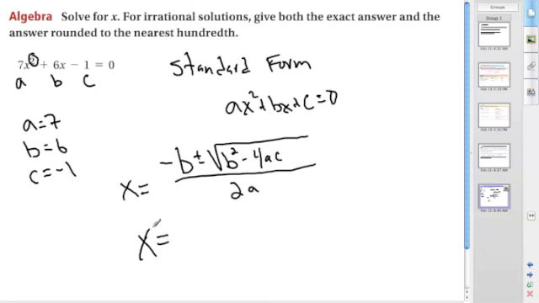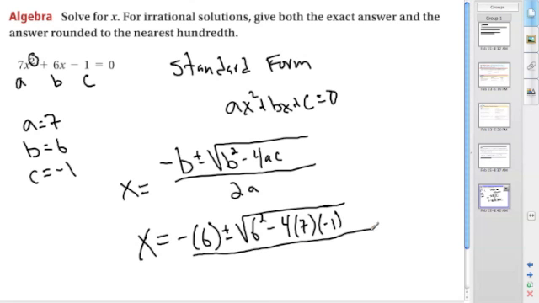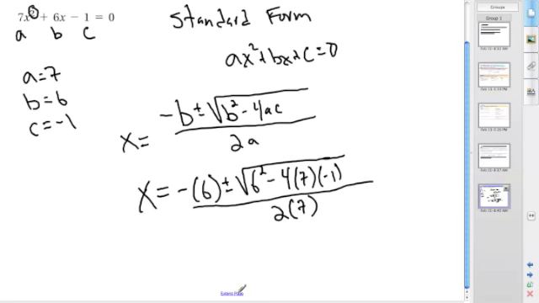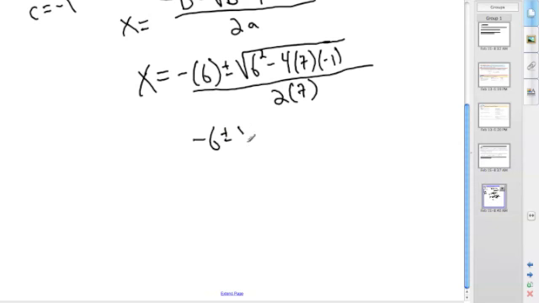So x equals negative b, which is -6, plus or minus the square root of 6 squared minus 4a, c is -1, all over 2, 7. Now it's just using order of operations. So -6 plus or minus. So we have 6 squared minus 4. A is 7 and c is -1, and you get 64 all over 14.